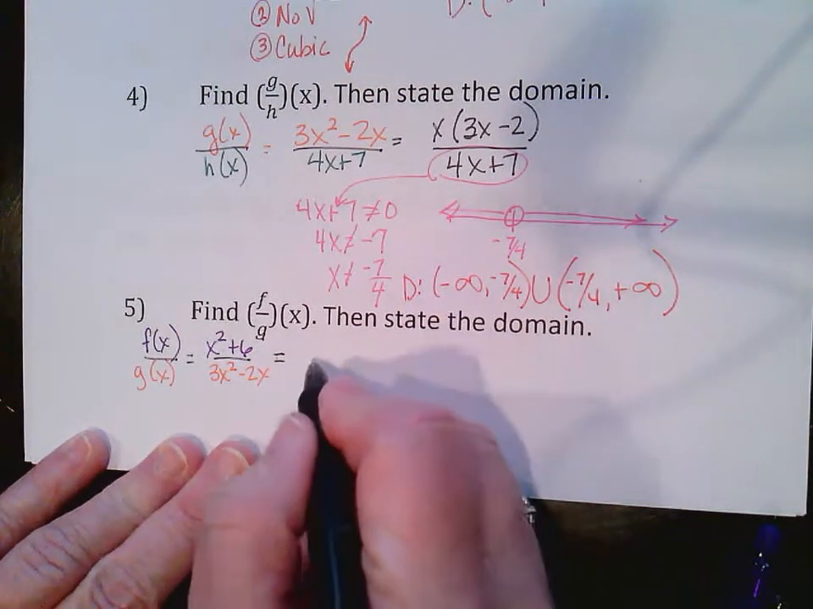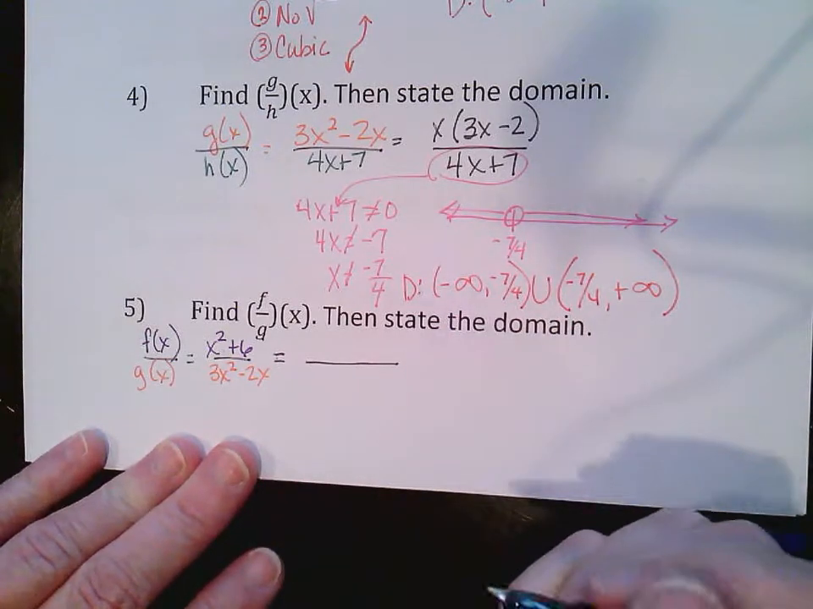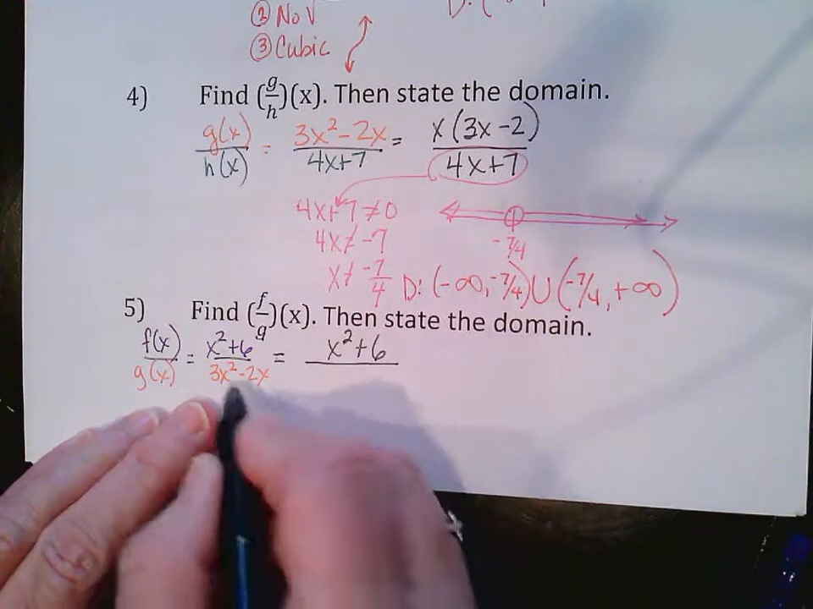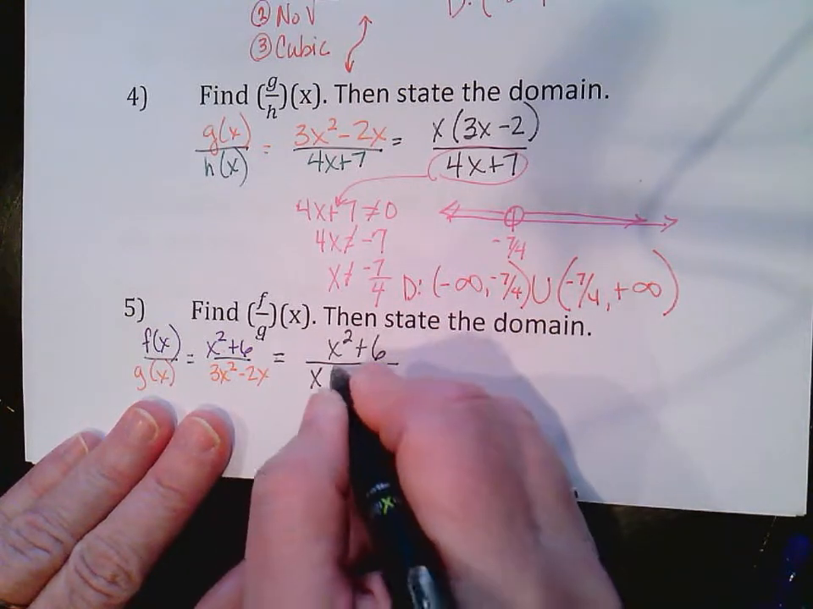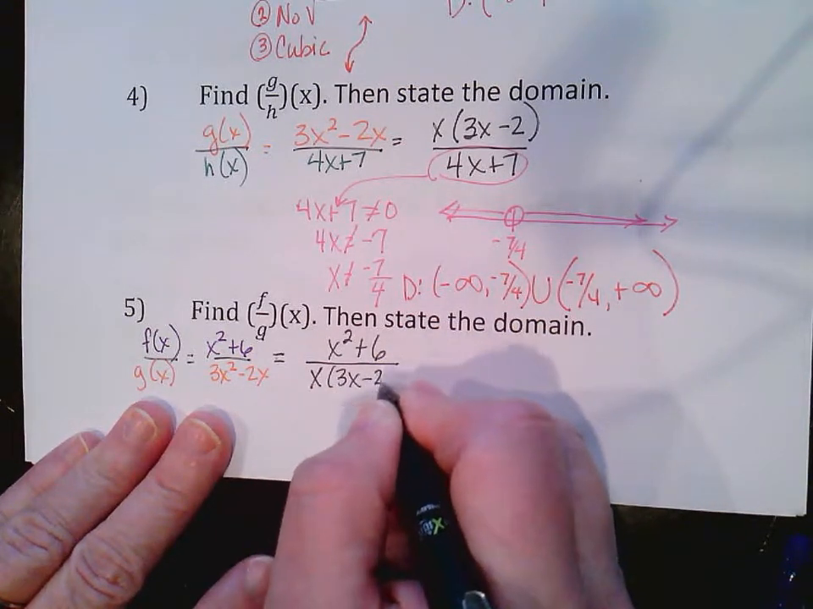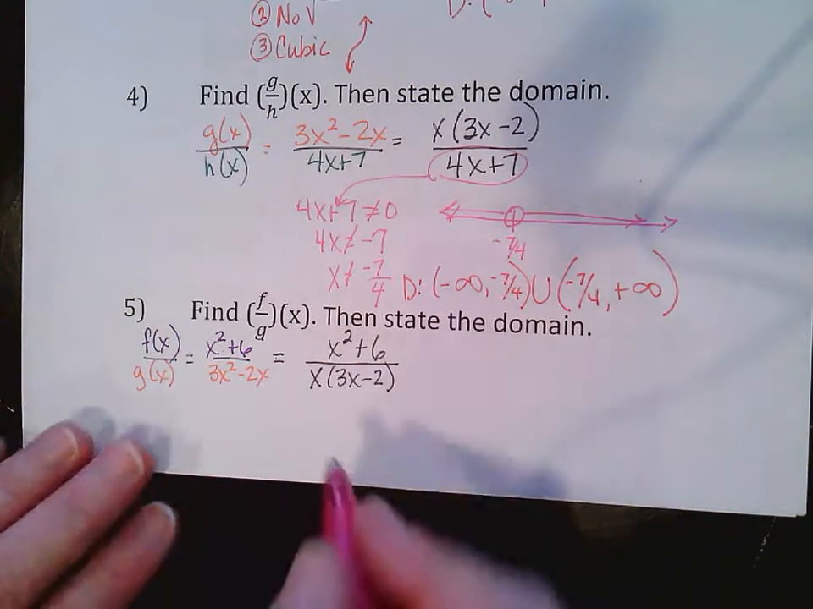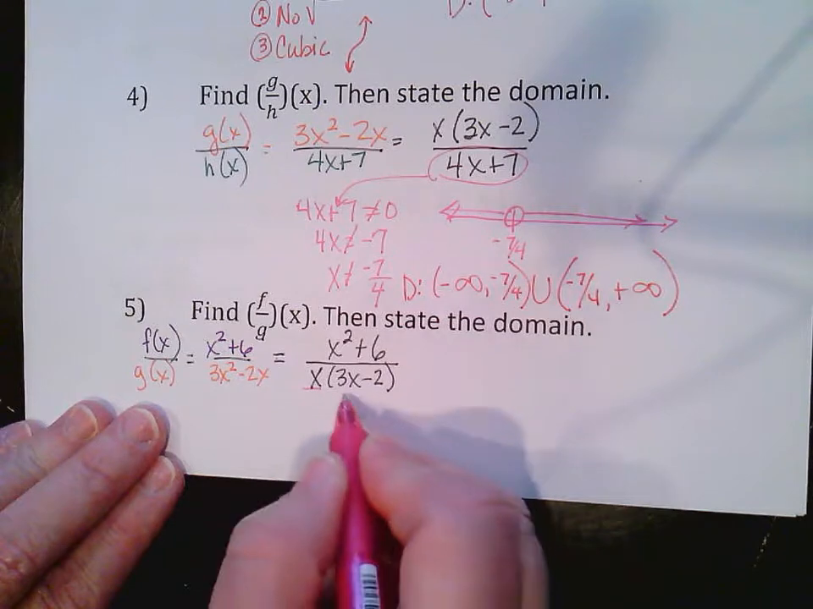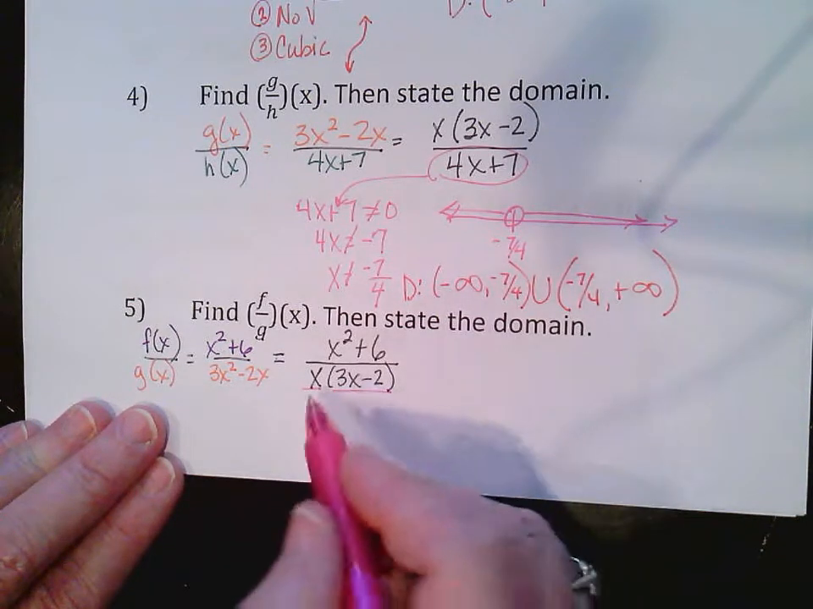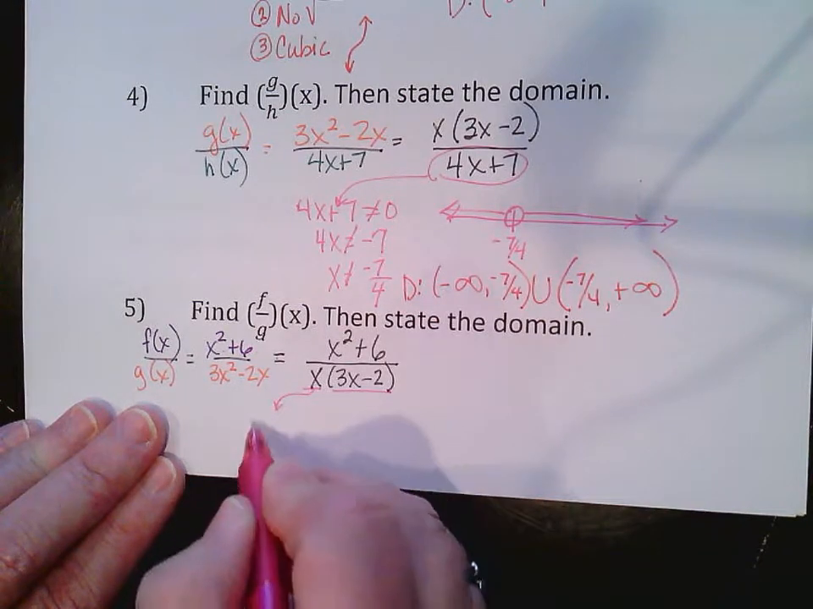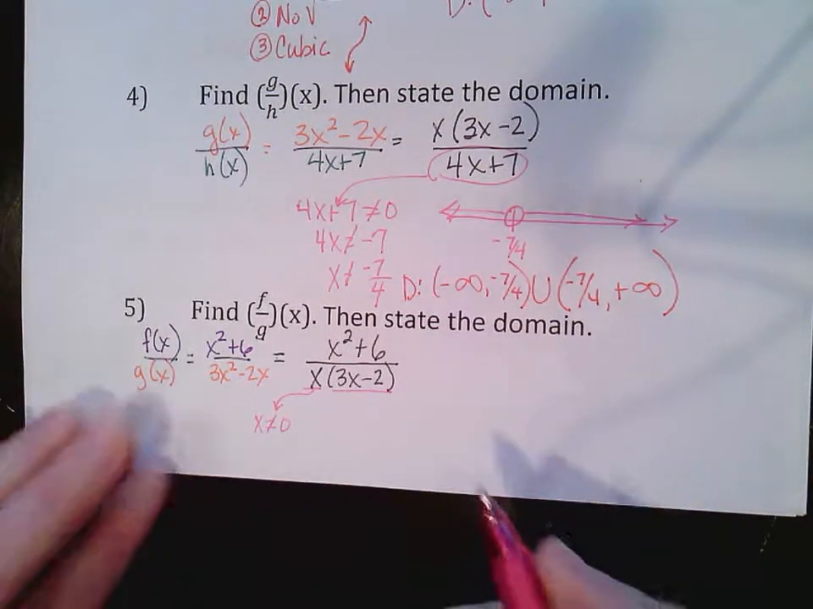And then I need to factor the numerator and denominator if possible. I can't factor x squared plus 6, so that's just going to stay the same. Down here I can factor out an x, so I have x times 3x minus 2. And again, I cannot have 0 in the denominator. Each one of these factors has to be set not equal to 0, because if either one of those is 0, then the whole thing doesn't work. So this is x does not equal 0, and that's as far as I can go.